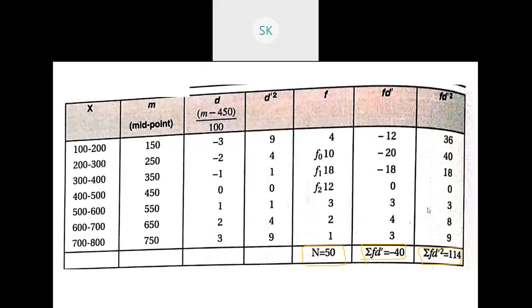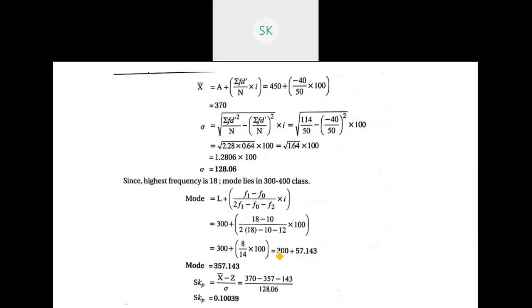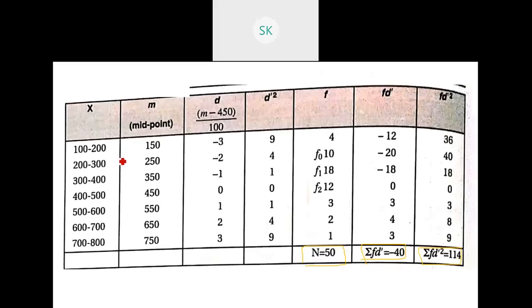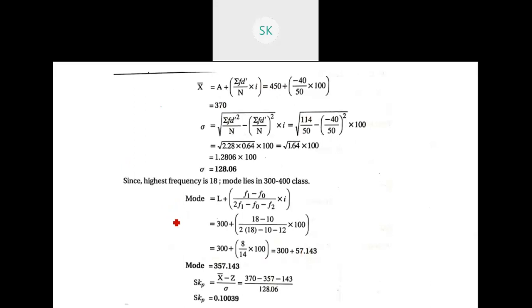Let's continue. Let's go on to the formula now. First we are supposed to calculate the x bar. Now x bar, or arithmetic mean, we are using the step deviation method where you have the assumed mean as well as the step deviation added up. The assumed mean which we calculated here was 450. So 450 plus sigma f d dash by n.